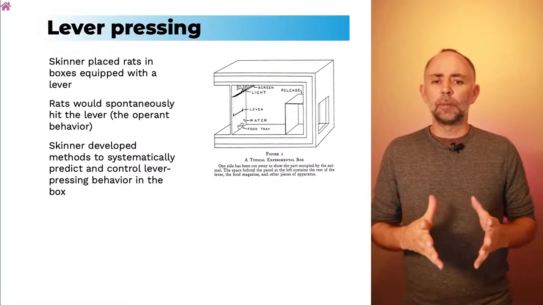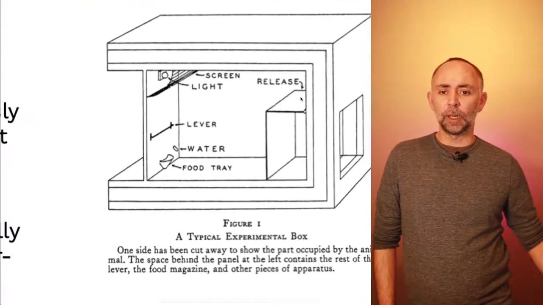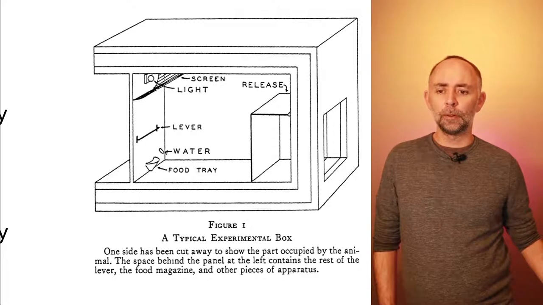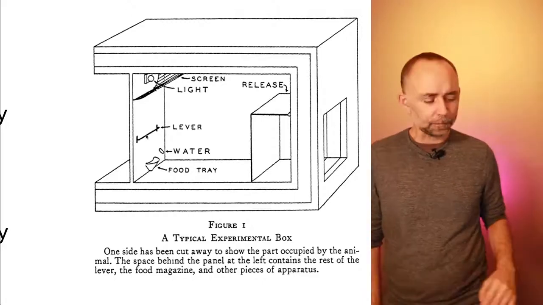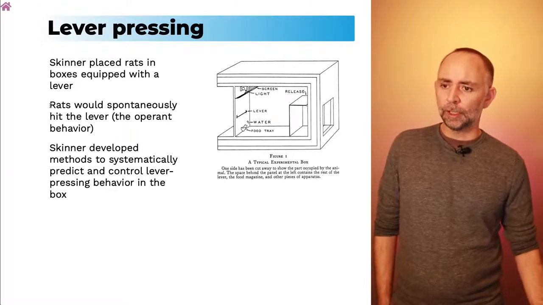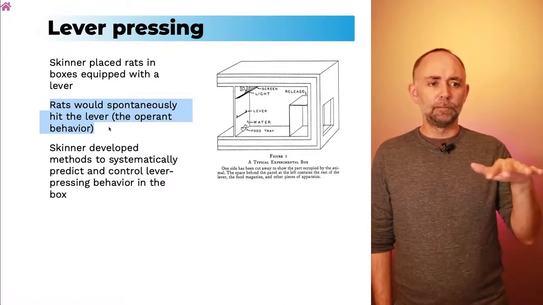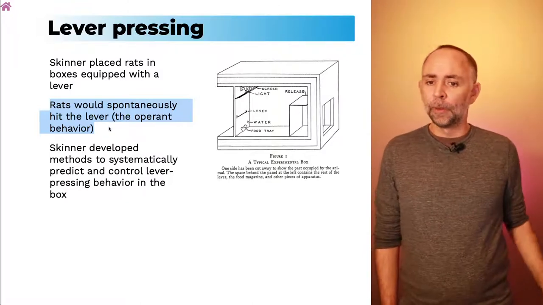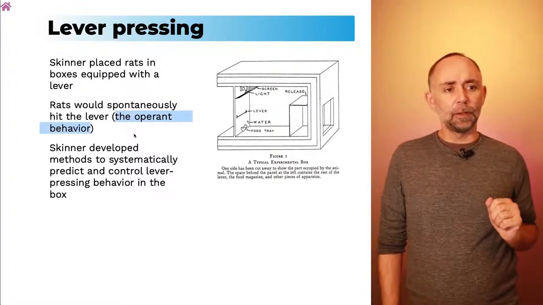So we're going to talk about Skinner's experimental setup. He placed rats in boxes equipped with a lever. Here's an example of a Skinner box. It's got a few things in it. It's got space for an animal to go inside. It's got a food tray, some water, and it's got this lever here. An animal could go in there and whack that thing. All right. Now, Skinner observed that rats will spontaneously hit that lever. You put a rat in that box, and there's some random probability that it's just going to go up there and whack that thing at some point. And then later it'll do it again. So lever pressing is an example of a single operant behavior of the rat.